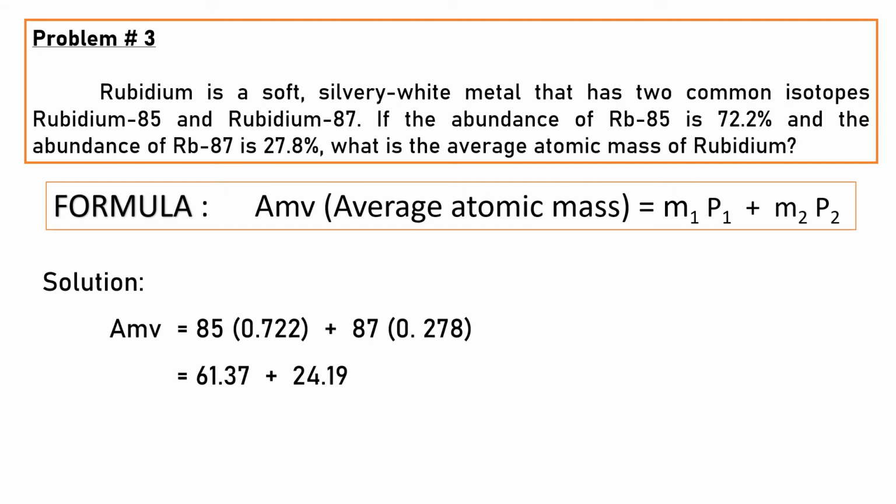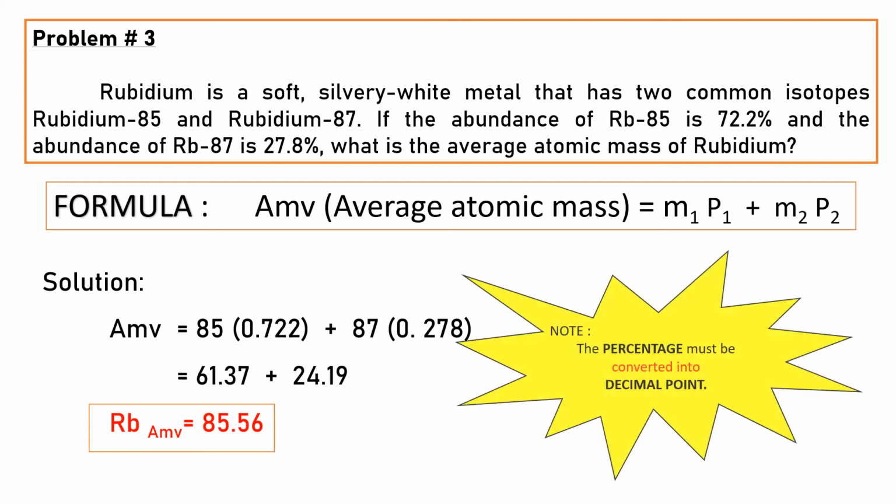Then you add it from the product of 87 multiplied by 0.278, and that is 24.19. So you get the sum of the two. So the average atomic mass of rubidium is 85.56. Take note of this again, that the percentage must be converted into decimal point. You just need to divide it by 100. I hope you get the correct answer for problem number 3.